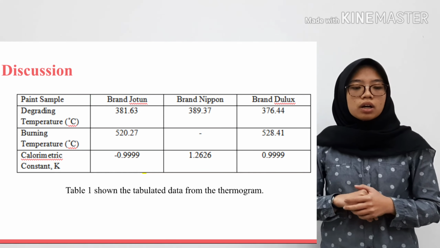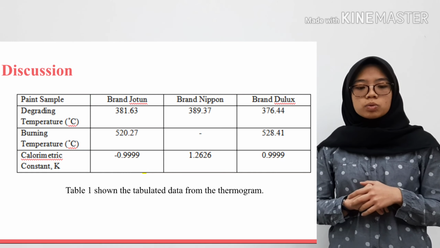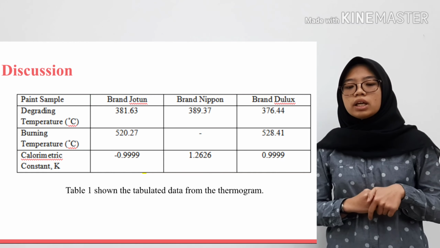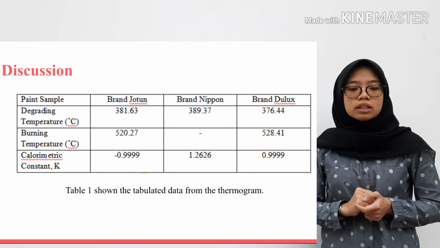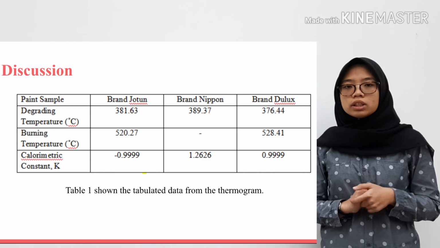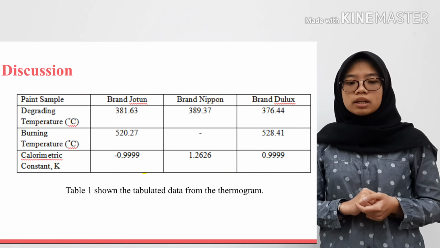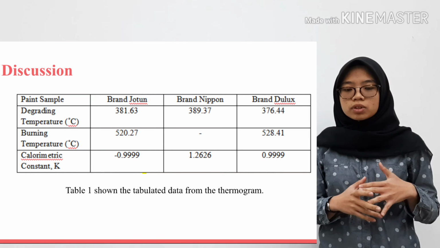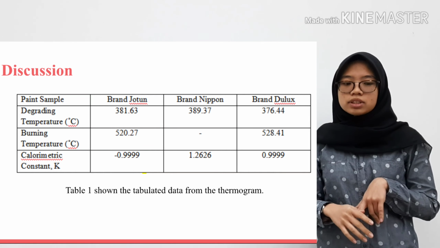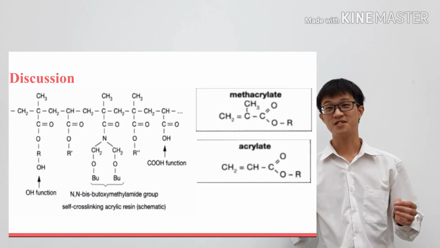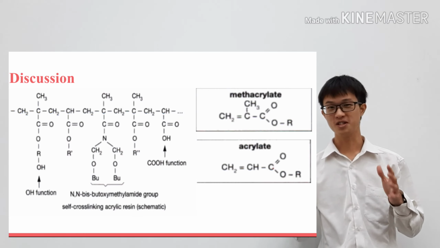While for the burning temperature that we get from the last peak on the previous graph, for Jordan it is 520.27 degrees Celsius, and for Deluxe it is 528.41 degrees Celsius. And the calorimetric constant for Jordan is negative 0.9999, for Nippon 1.2626, and lastly for Deluxe is 0.999, same as Jordan.